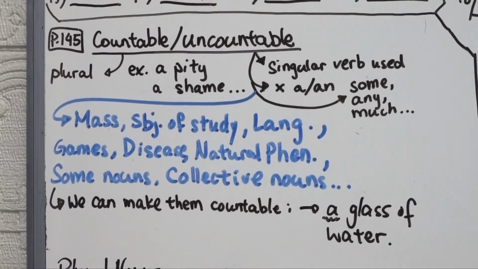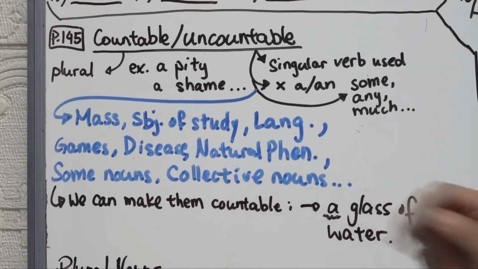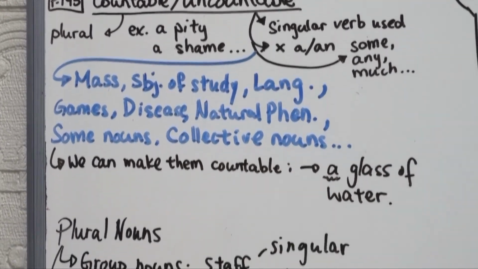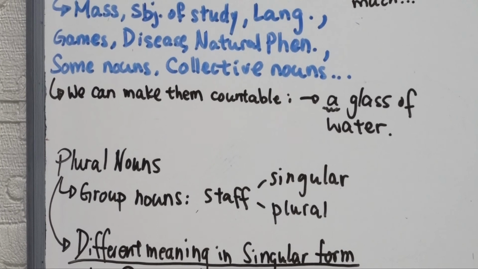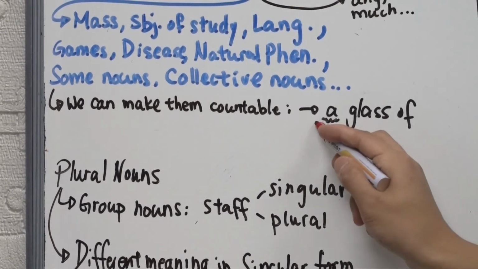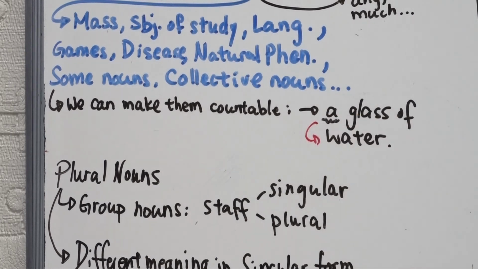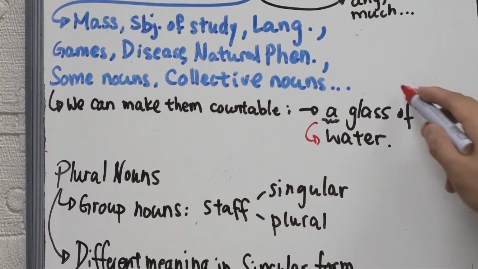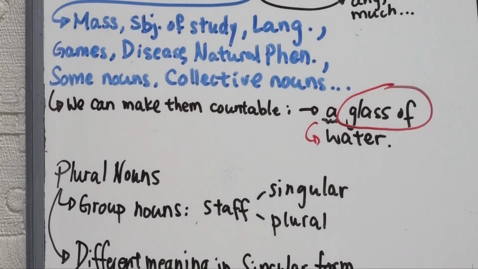We can make many uncountable nouns countable, right? So how do we do that? Consider the sentence, a glass of water. We have a glass and water. Remember when I told you you can't use any of these, right? You can't say a water, 2 waters, except here we have a unit. We have a unit here, a glass of something. So this is a container.